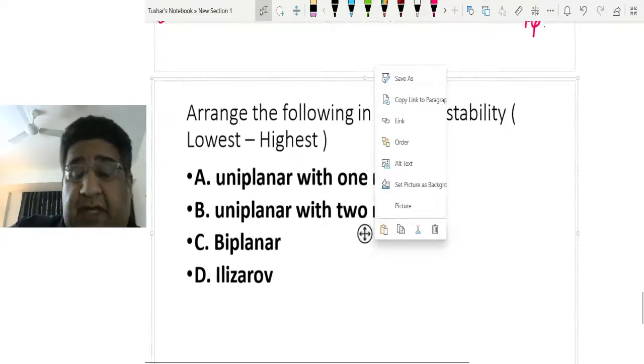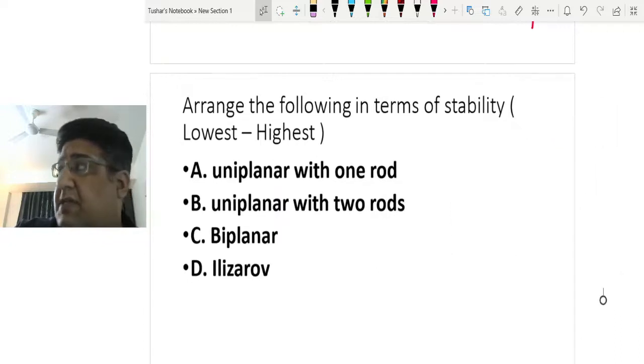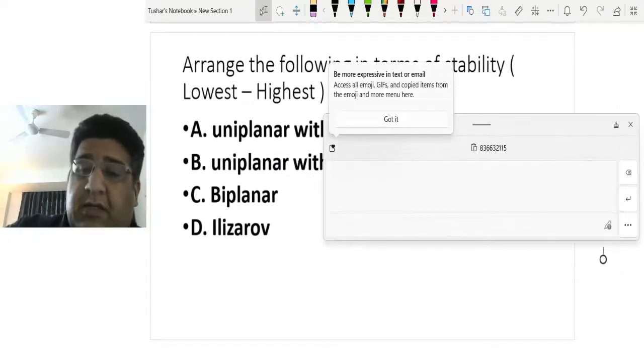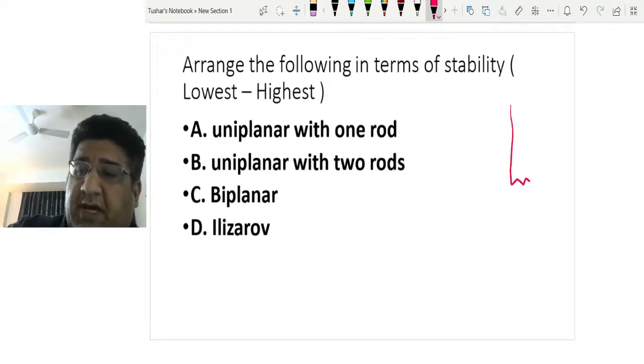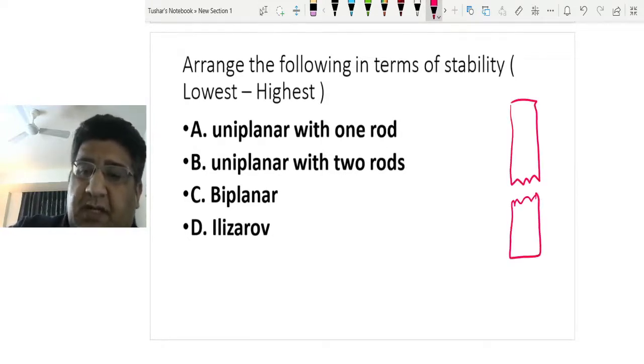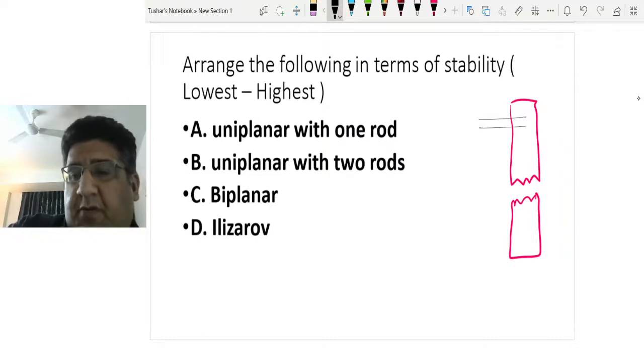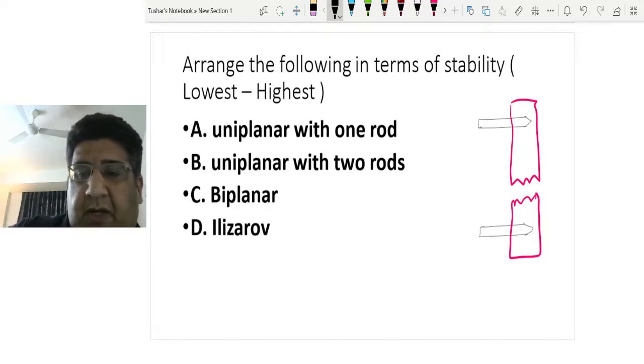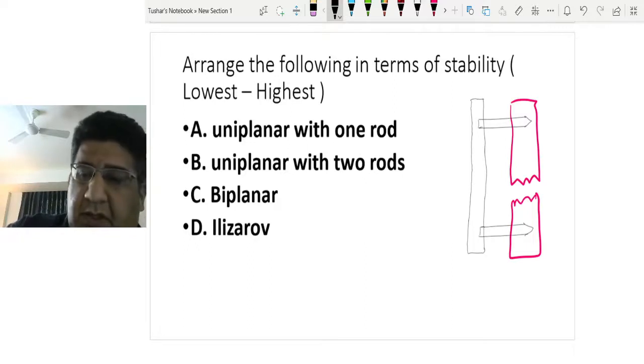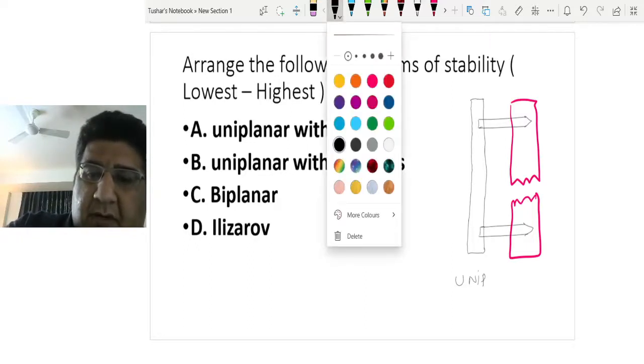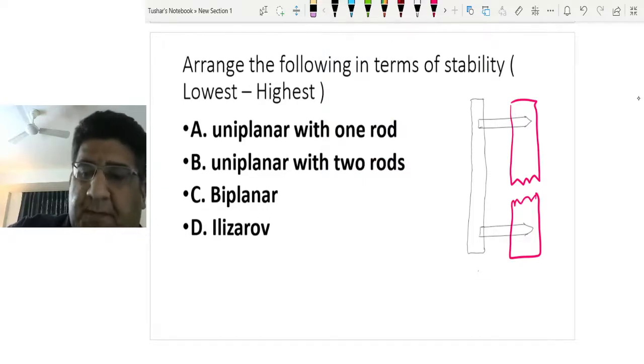Now, this is something, okay, fine, I understand that it is about the stability of the external fixator. So let's talk about that. Now, this is basically a fracture. If you put a Schanz pin here, you have put a pin here, you have put a pin here. Now, if you connect it with a single rod, this is uniplanar with one rod. Okay?